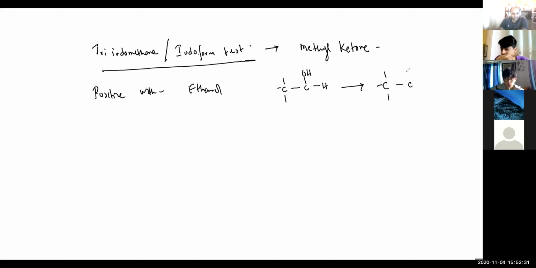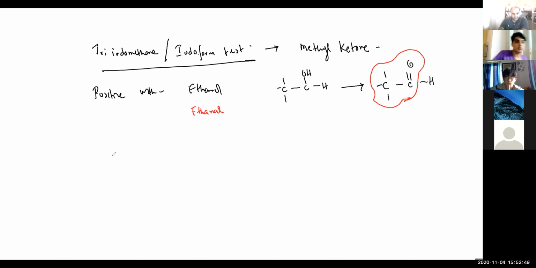Ethanal. So look, what is ethanal? The ethanal also has a methyl ketone group. So that's why ethanol will also give a positive test, although it's not a ketone.